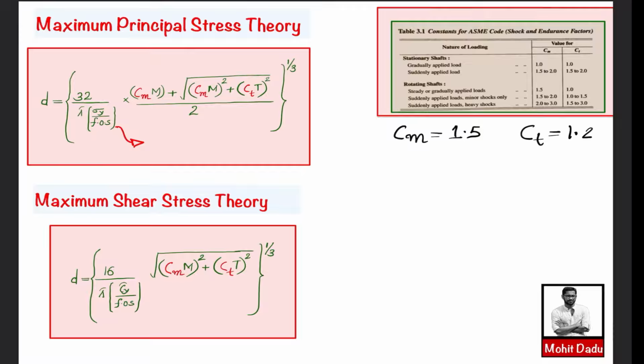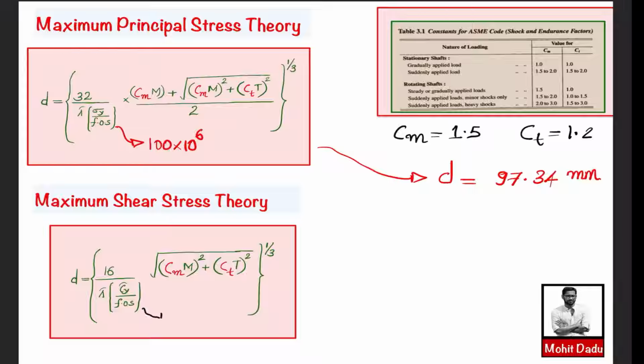So you have to substitute in SI unit. This value should be 100 into 10 raised to 6, and you can solve this one and obtain the diameter according to this theory. Then you will be getting a diameter of 97.34 mm. Actually you will be getting units in meters, and if you are substituting, then you can convert into mm. You will be getting a diameter of 97.4.